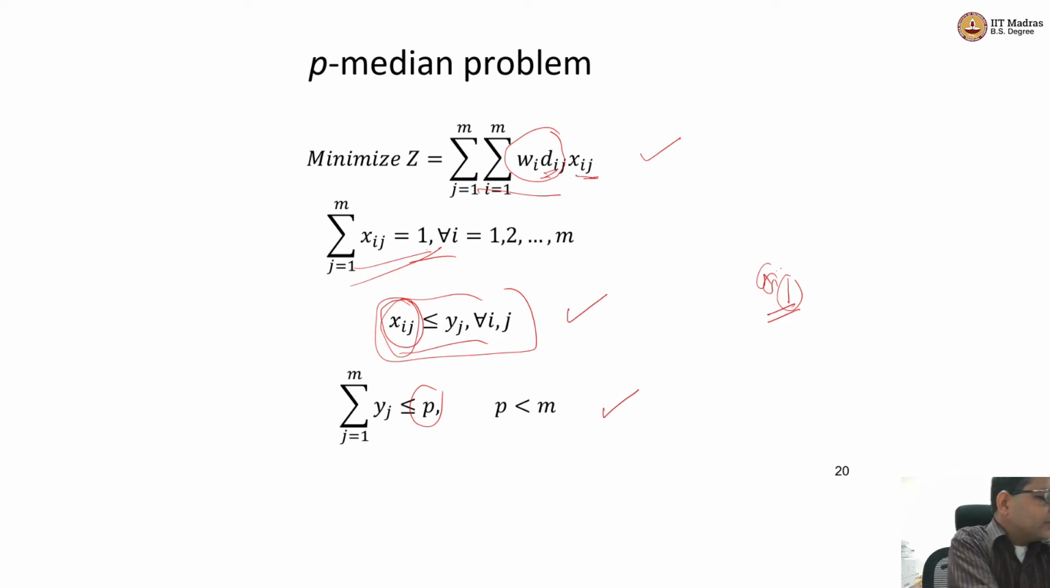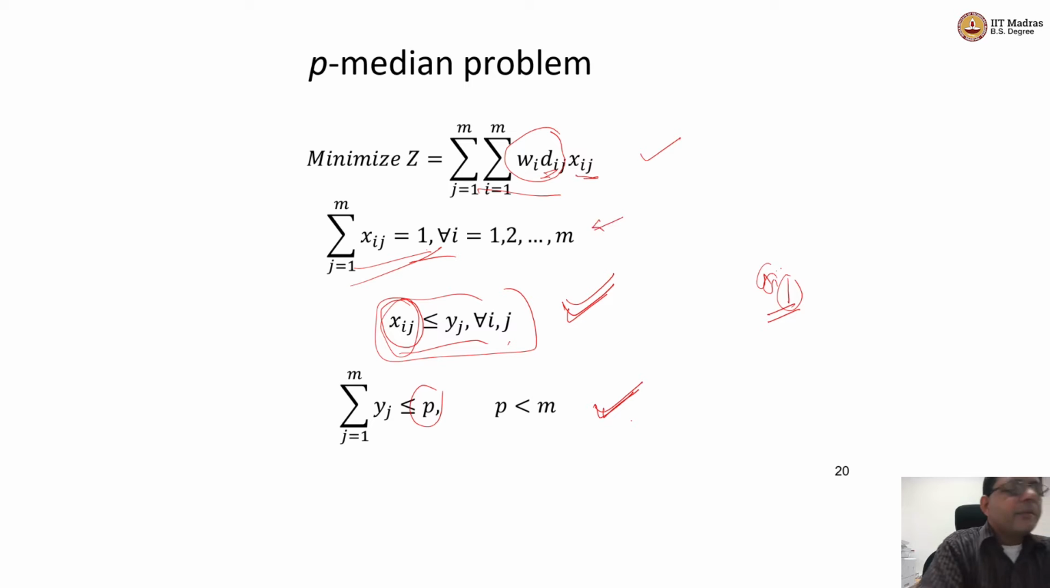What does this constraint say again? Let us recall. If you are assigning a node to a facility, you better have a facility at j. That's what this constraint says. And obviously you are saying that I can only have P number of facilities. I can't have a warehouse in each of the suburbs. That's what you are saying by this constraint. So this constraint remains the same, and this constraint remains the same.